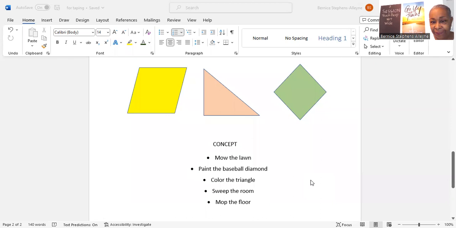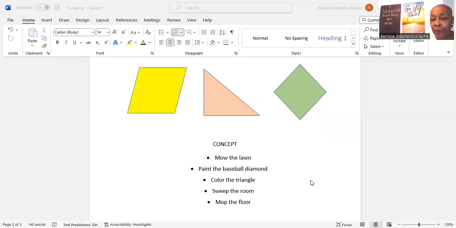Mow the lawn. Paint the baseball diamond. Color the triangle. Sweep the room. Mop the floor. We're covering the space inside a defined shape. The shape that is defined is the perimeter. The space that is inside the boundaries is the area.